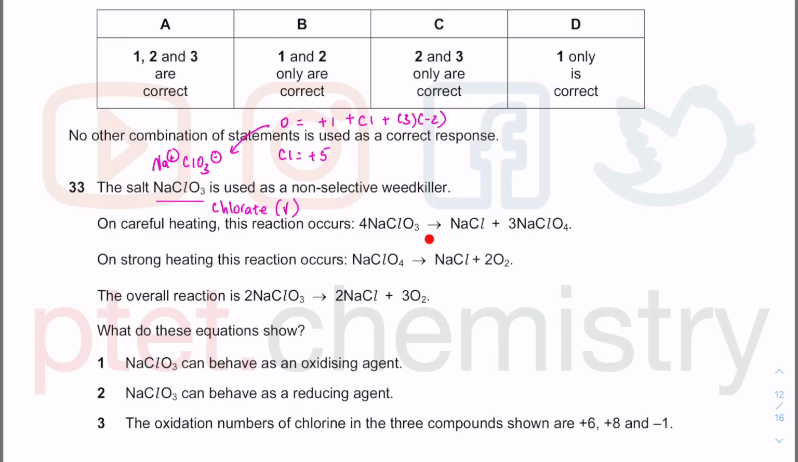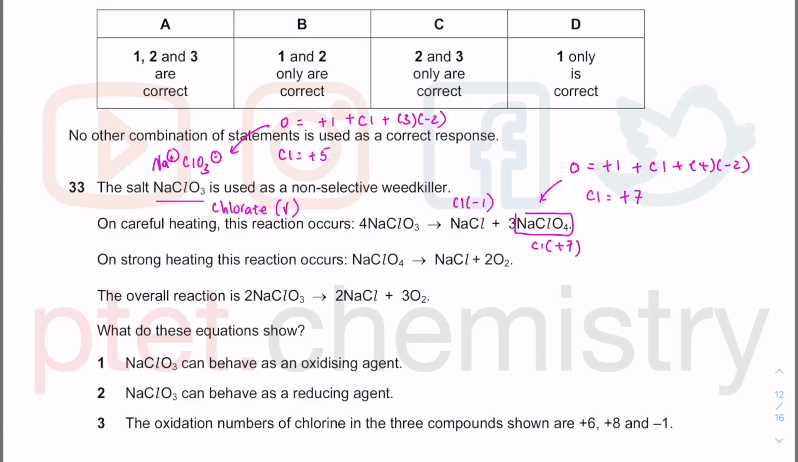So on careful heating, this is what happened. You now have chlorine -1. And how about the NaClO4? 0 for the overall compound, +1 for the sodium. And then chlorine is what I want to find. I have 4 of these oxygen, each of which is -2. Chlorine there is +8 -1 is +7 there.